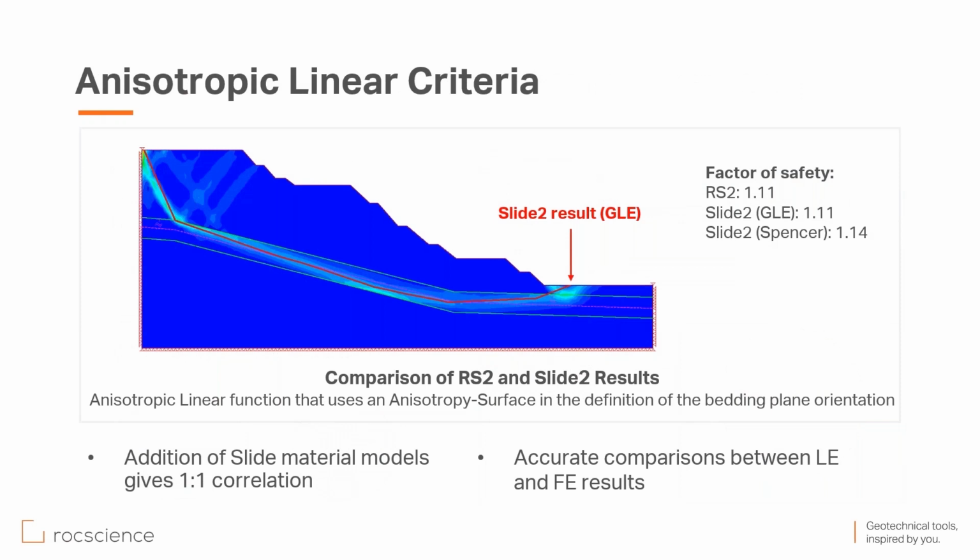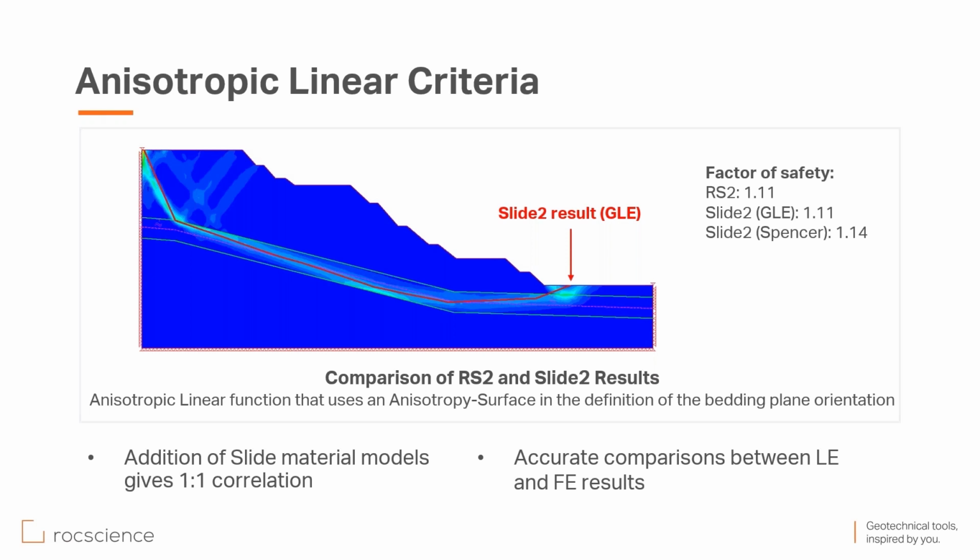We have done an extensive verification program on this, and we have compared so many simulations. This is another case that I'm presenting to you. This one is using the anisotropic linear function. And in the definition of anisotropy and the orientation for the bedding planes, we are using anisotropic surface. As you see here, once again, we have a comparison between limit equilibrium and finite element SRF. They both predict the same failure mechanism and are very close in factor of safety.